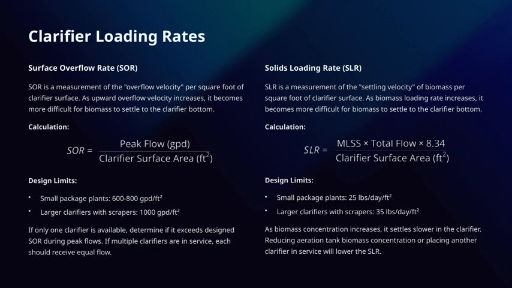Now, how do we calculate this? The design limits vary depending on the size of the plant. For small package plants, the limit is typically between 600 and 800 gallons per day per square foot. For larger clarifiers with scrapers, the limit is around 1,000 gallons per day per square foot.